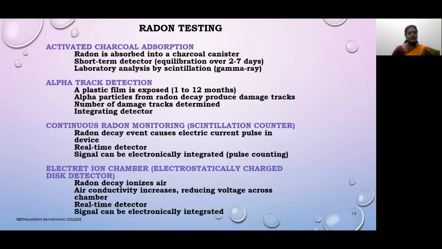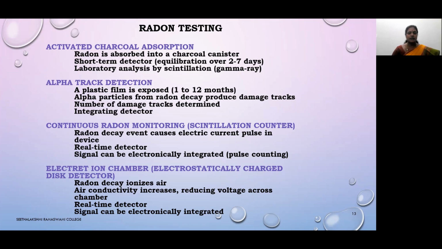Then the next one is alpha track detection. It's a plastic film which has been exposed for about 1 to 12 months. Alpha particles from radon decay produce damaged tracks. The number of damaged tracks is determined by an integrating detector.